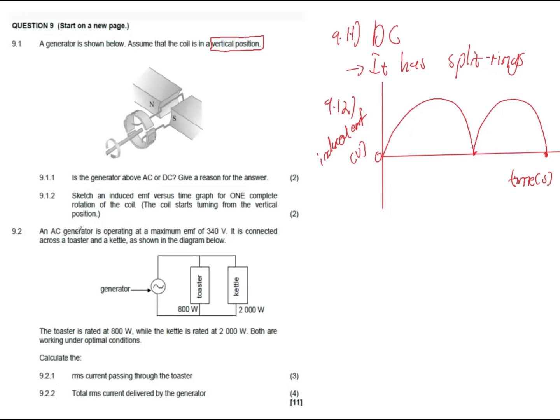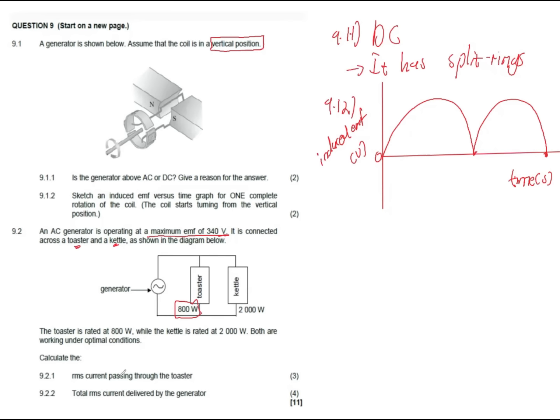9.2.1 says, an AC generator is operating at a maximum EMF of 340 volts. It is connected across a toaster and a kettle, as shown in the diagram below. Then there we go. This is a generator. Then there's a toaster, a kettle. The toaster is rated at 800 watts, while the kettle is rated at 2000 watts. Both are working under optimal conditions.